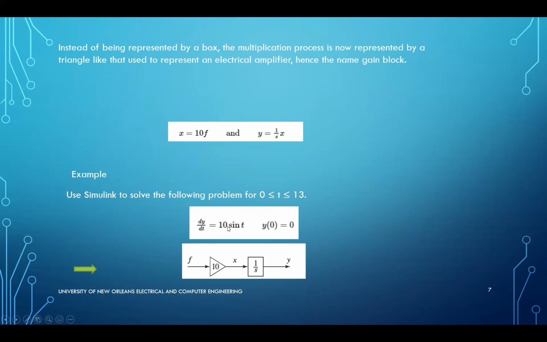We're still looking for the derivative of y equals 10 sine of t, and we're going to take it at initial conditions of 0, and we want to look at the output y over the range of t from 0 to 13. So again, we want to solve this differential equation at initial conditions of 0, run it from 0 to 13, and the output is equal to y. That's what we want to solve, and we want to solve that differential equation using Simulink. So how do we use Simulink?